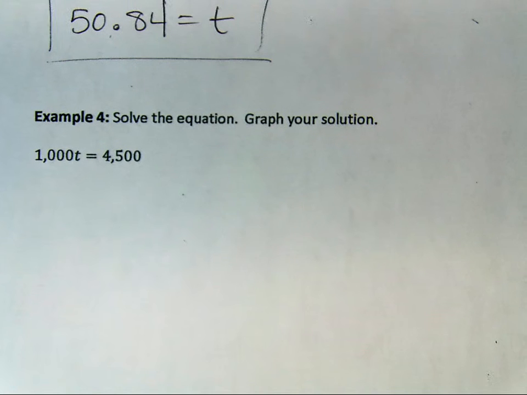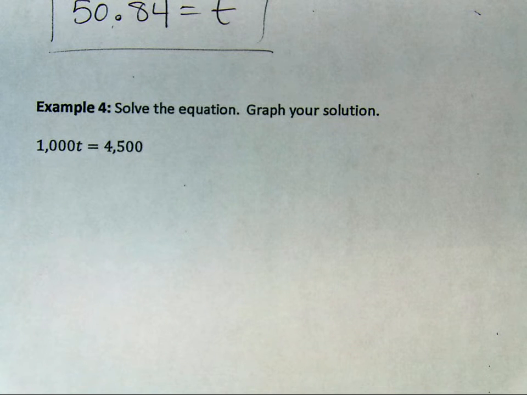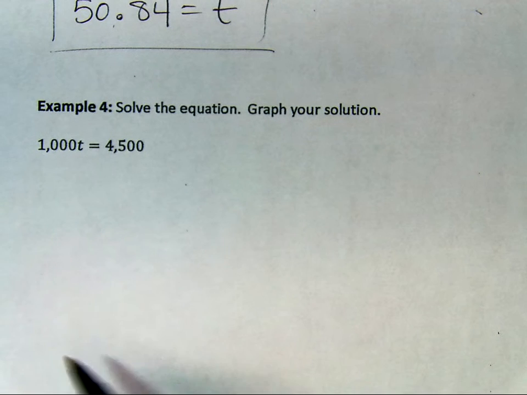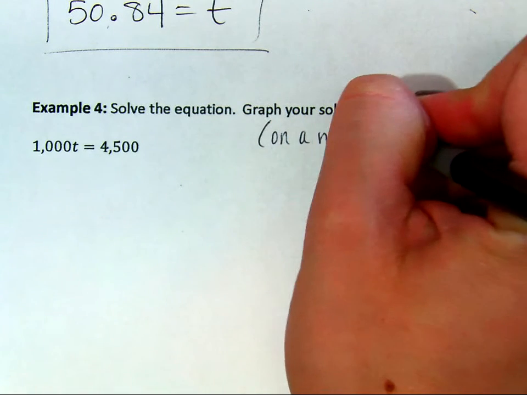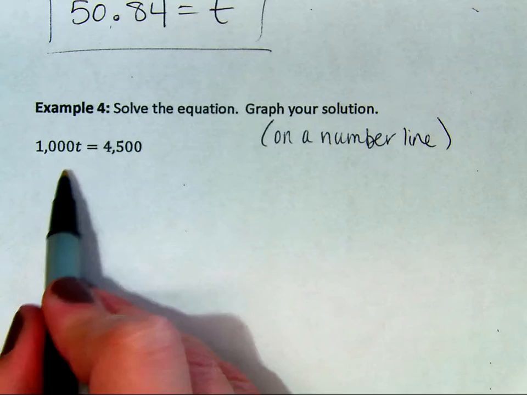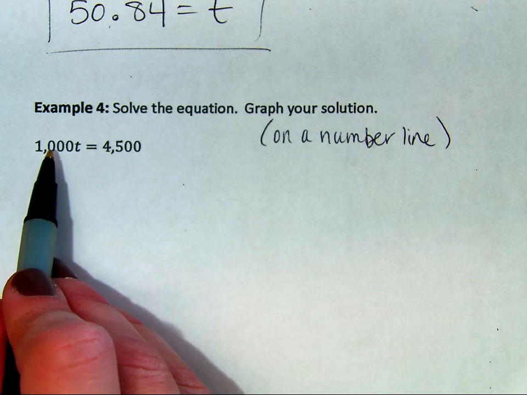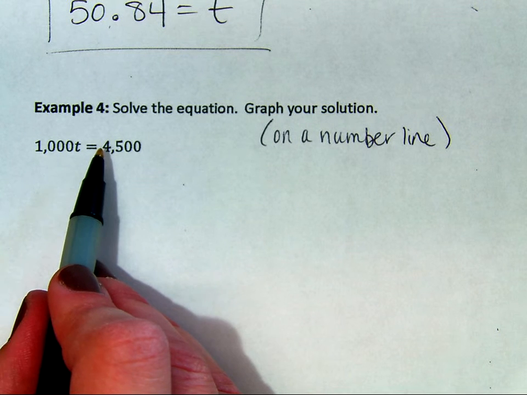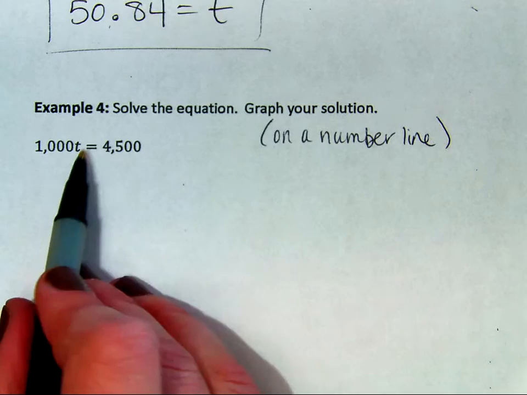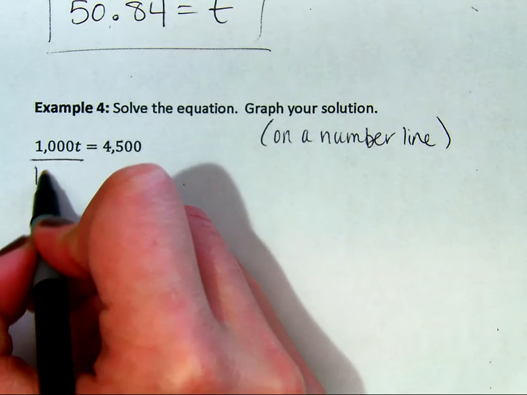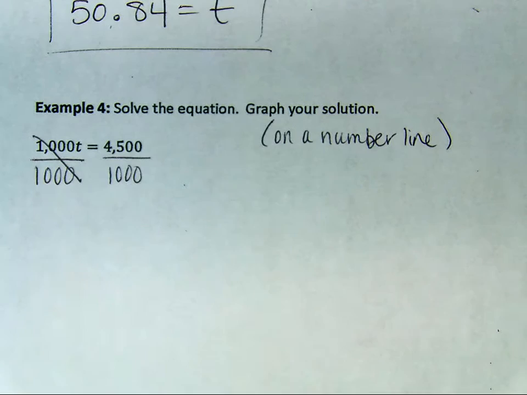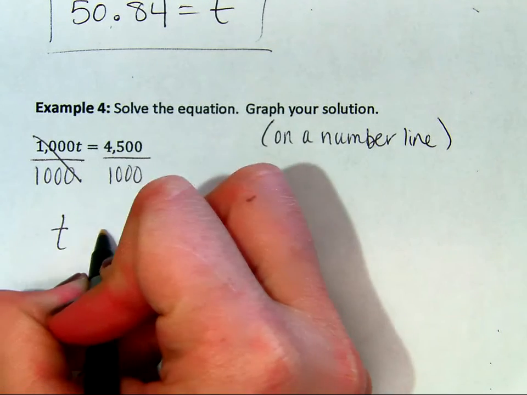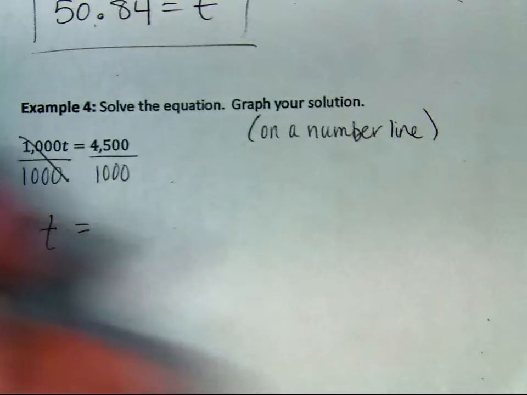Okay, lastly, example 4. Solve the equation and graph your solution. And that means graph on a number line. Okay, so I need to get t by itself. Right now I have 1,000 times t equals 4,500. So to get the t by itself, I need to divide by 1,000 because the opposite of multiplying is dividing. And 1,000 divided by 1,000 is 1. So I just have t on the left side.